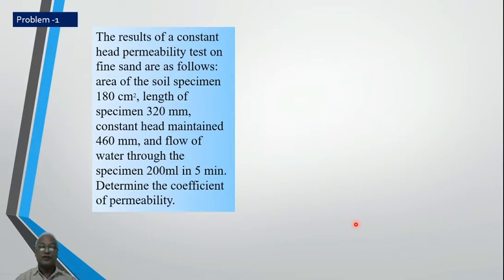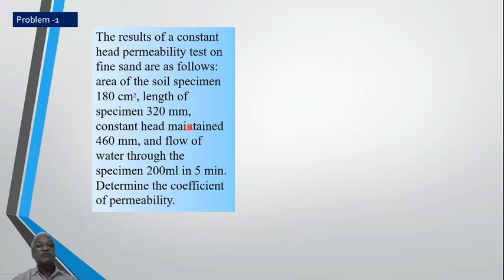This is problem number 1. It's taken from the question paper itself. We shall read it. The results of constant head permeability test on fine sand are as follows. Area of the soil specimen 180 centimeter square. Length of the specimen is 320. It's a constant head maintained at 460 mm and the flow of water through the specimen 200 ml in 5 minutes. Determine the coefficient of permeability.